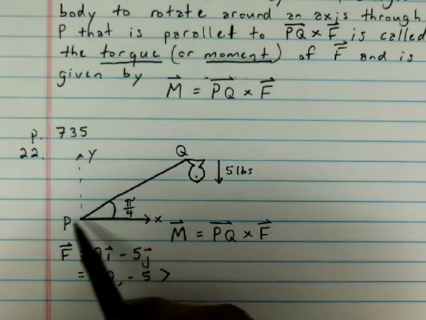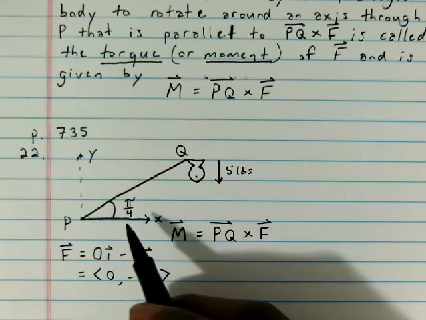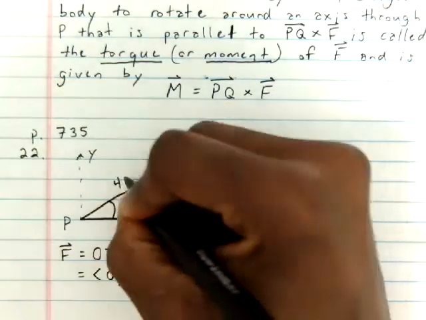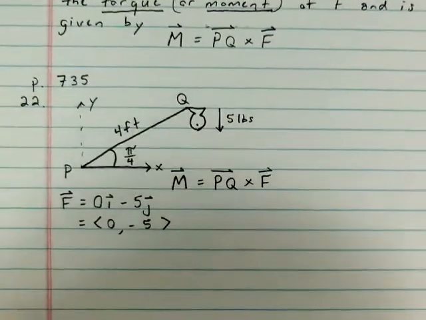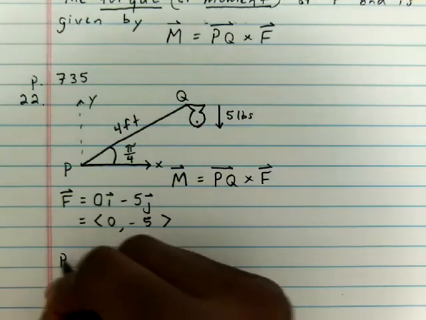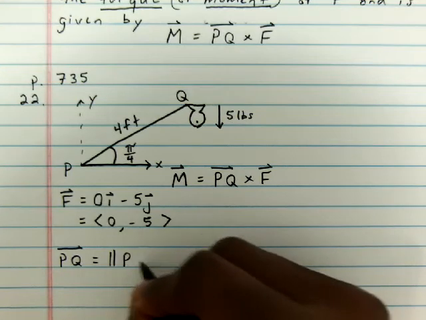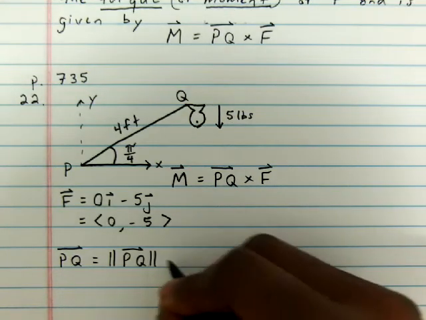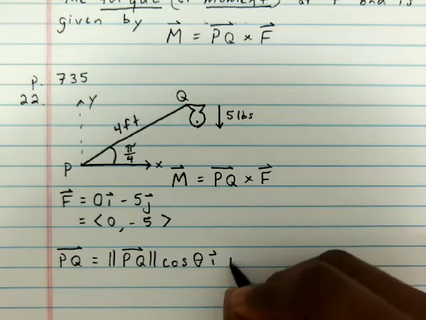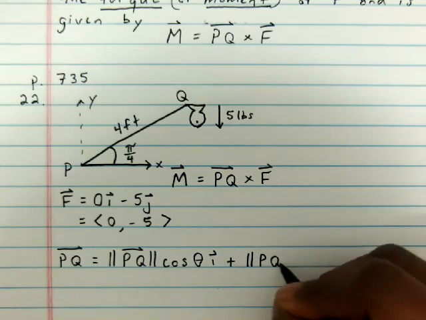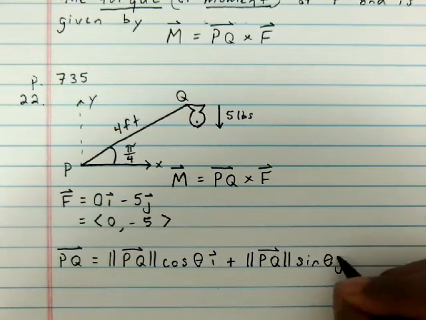So we have to find what this vector PQ is. Oh, I forgot to put the length of that pole. It tells us that the pole was a 4-foot pole. So this length here is 4 feet. Now from that, we can use the PQ. So if you remember from an earlier lesson, I'll write it out again. It is the magnitude of PQ times cosine of theta, where our theta is going to be pi over 4, i, plus the magnitude of PQ times sine of theta, j.